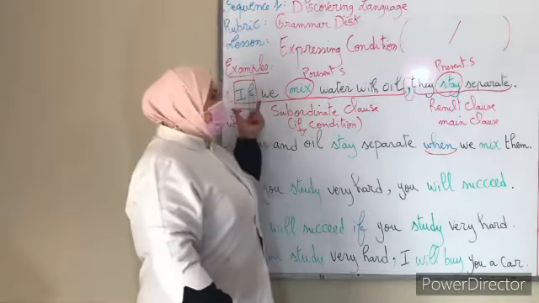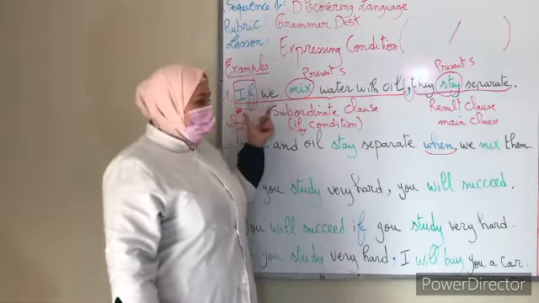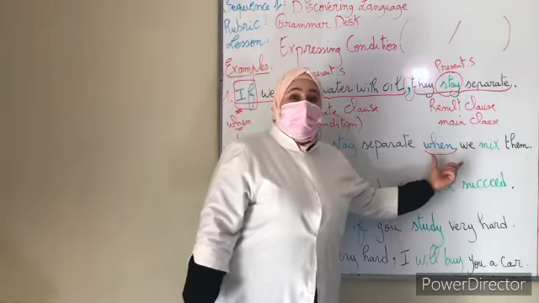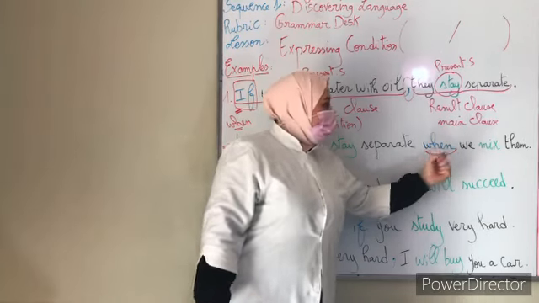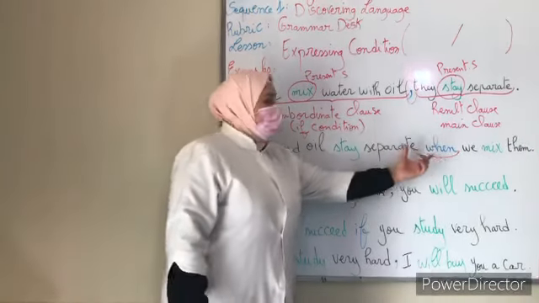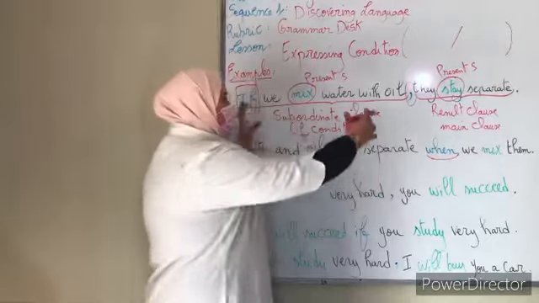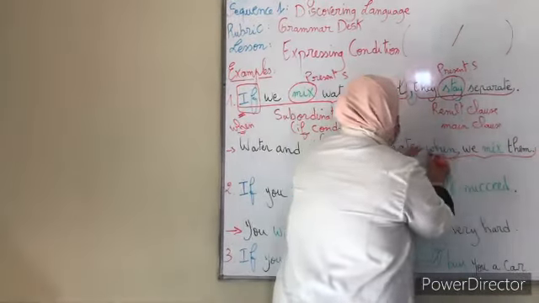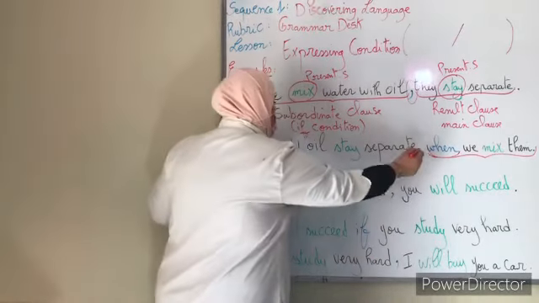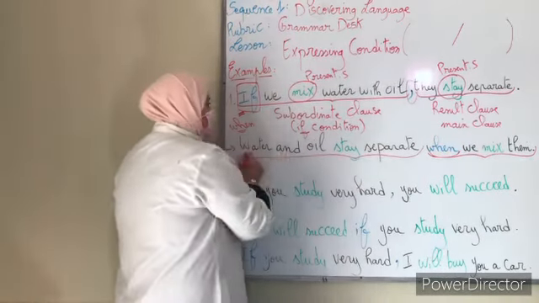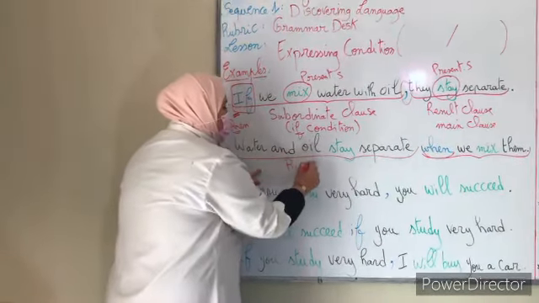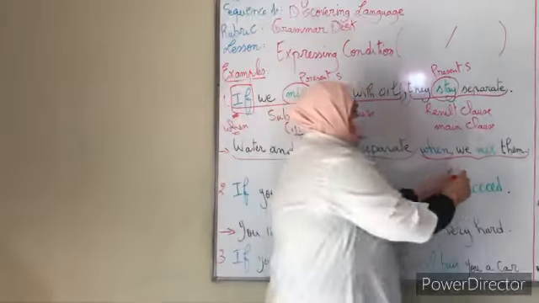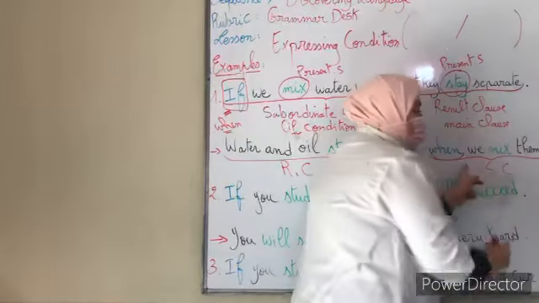We can put it at the beginning of the sentence as well as in the middle of the sentence. When we are going to put it in the middle, we are going to take the subordinate clause as it is and put it in the middle. That means we are going to start by the result clause and put the subordinate clause in the second position.